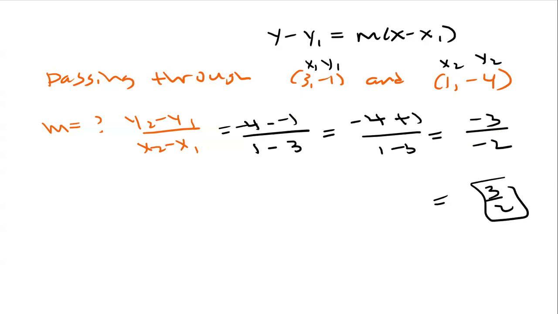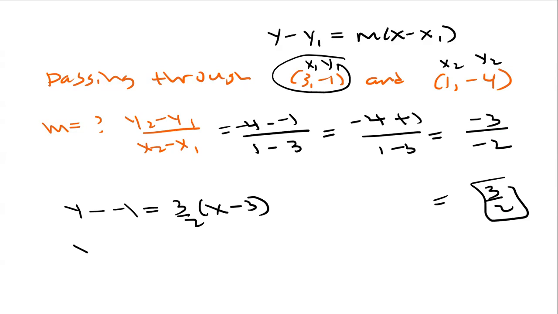All right, so we found the slope. Now we just need y1 and x1. Well, here it is. Again, you can pick this point or you can pick this point. It doesn't matter. Okay, so let's pick the first one. So y minus -1 equals 3/2 times x minus 3. So let's simplify this a little bit. Two negatives make a positive, so y plus 1 equals 3/2 x.